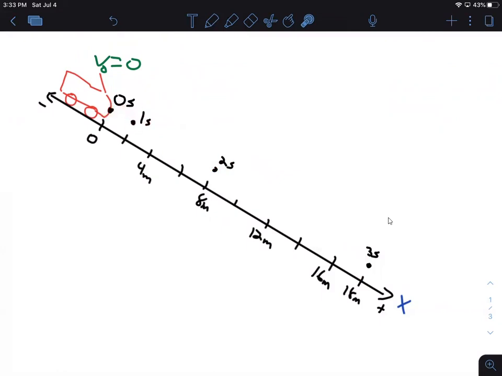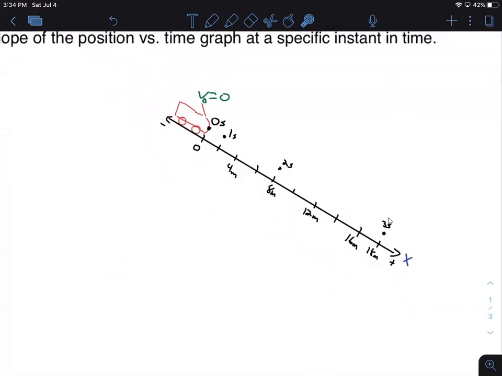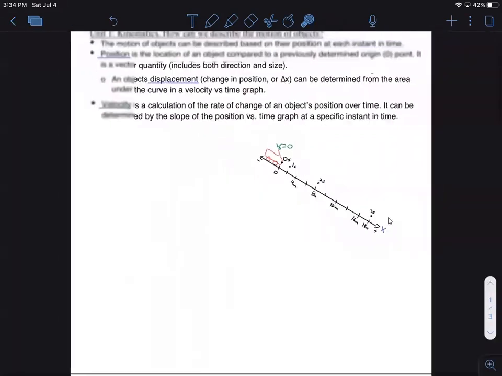0 to 1 seconds, its displacement was 2 meters. 1 to 2 seconds, its displacement went from 2 to 8. That's a displacement of 6 meters. 2 to 3 seconds, displacement 8 to 18. That's a displacement of 10 meters. So it is no longer traveling at a constant rate. So let's try to apply, though, still some of our key ideas here.